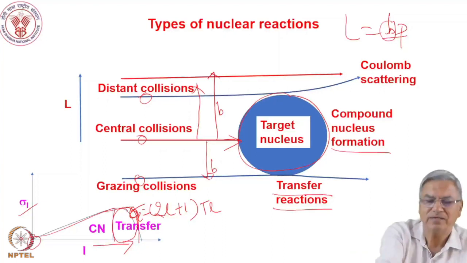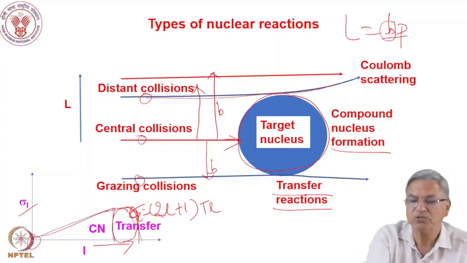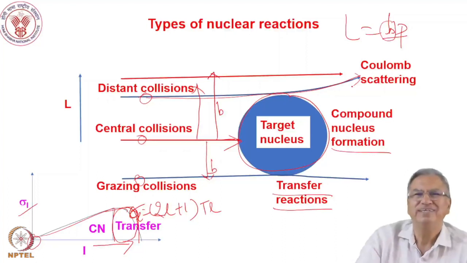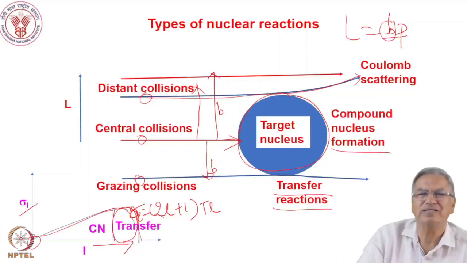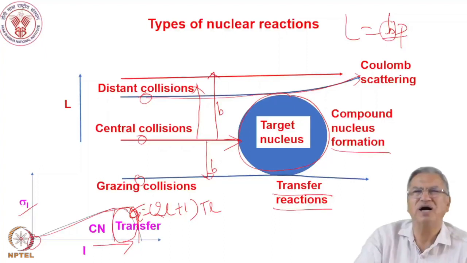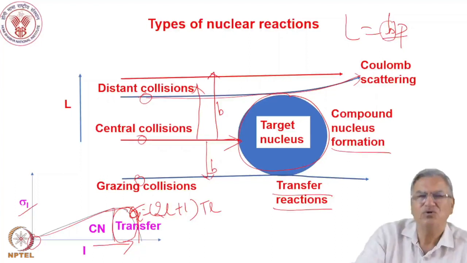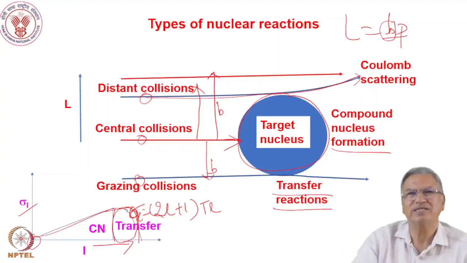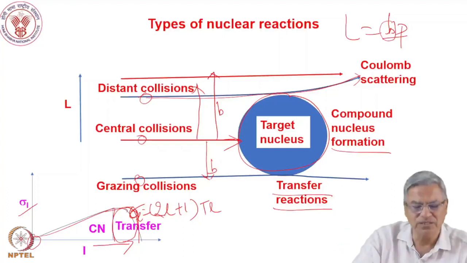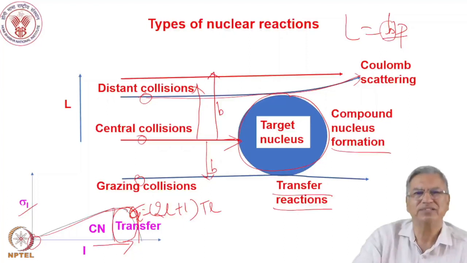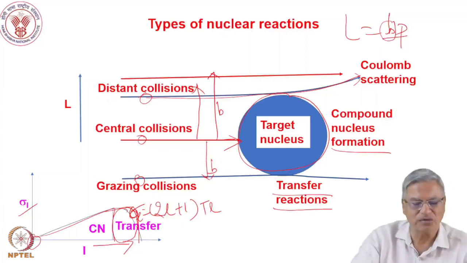And then there are distant collisions, which are beyond the physical boundary of the target. The distant collisions are like Coulomb scattering. They come into the vicinity of each other's Coulomb potential, and escape. That is like Rutherford scattering and so on. So as we go away from the target center, the angular momentum is increasing, and so different reactions take place, which I tried to explain.